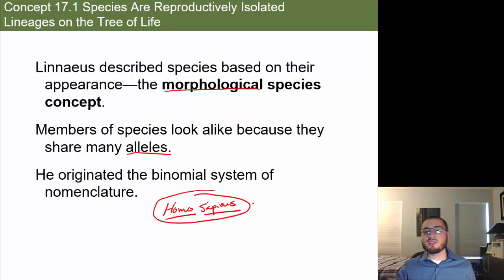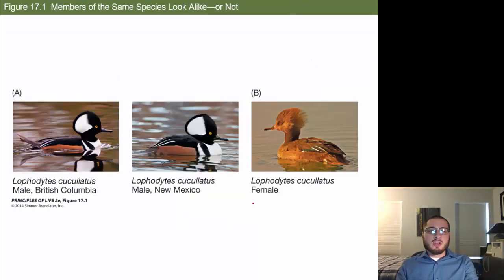So instead of just calling everything a tree frog, anything that sticks to a tree or climbs a tree, he started to break it down into individual species where we would name them not just by their common name, but we could say Homo sapiens, or we can say Hyla versicolor. These are the ways that we can really pinpoint the specific species that we are talking about.